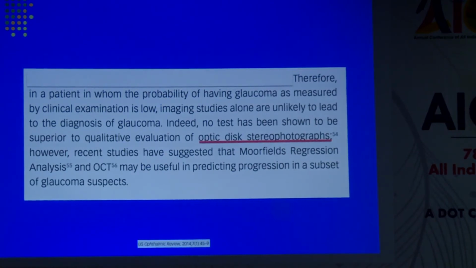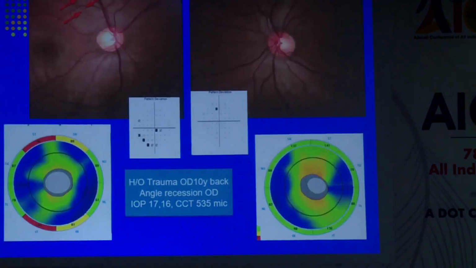So in a patient in whom the prior probability of having glaucoma as measured by clinical examination is low, the imaging studies alone are unlikely to lead to the diagnosis of glaucoma. No test has been shown to be superior to qualitative evaluation of the optic disc photographs. So be very careful. Optic disc photographs are very, very important, especially in case of suspects. We can use, as Mona has discussed, the OCT for predicting progression in a subset of these suspects. But the optic disc photographs are very important.